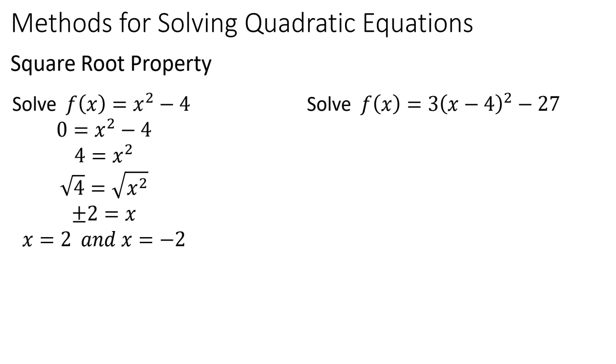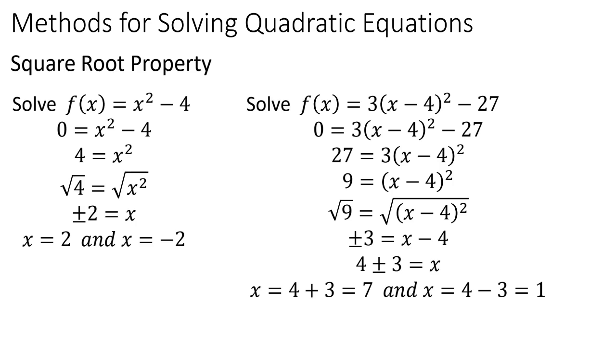Or like this other, a little bit more complicated example, I want to set the quadratic equal to 0 and then solve for x. I add 27 on both sides, divide by 3 on both sides, take the square root of both sides, add 4 on both sides, and you see that I get x equals 7, and x equals 1. So these are ways to just use fundamental algebra to solve for the x-intercepts given a quadratic, okay?